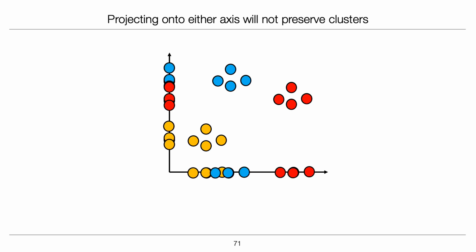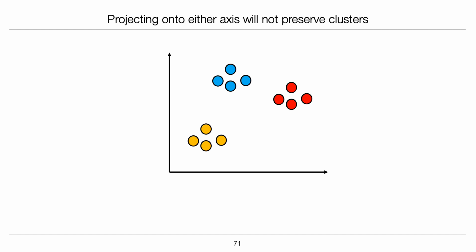To illustrate the point, we are going to use a simple example of reducing 2-dimensional data onto 1 dimension. As you can see here, if we choose either the x-axis or the y-axis as our 1 dimension, the total structure of our data points, illustrated by the 3 clusters in red, yellow, and blue, is kind of messed up. So let's not do that.